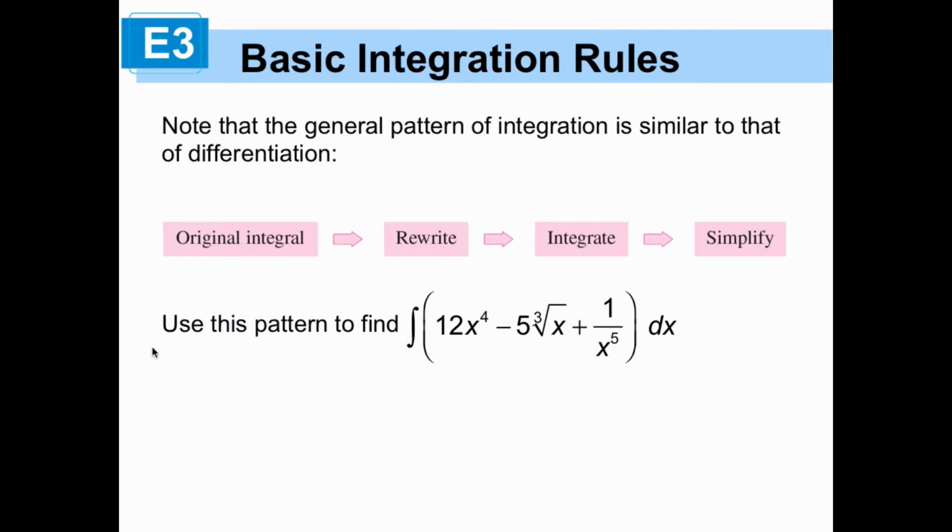Alright, 12 fifths x to the 5th, this is what you got to. Minus 15 fourths x to the 4/3. Minus 1/4 x to the negative... Wouldn't it just be 1/4x? Anybody got it yet? Negative 20 step.